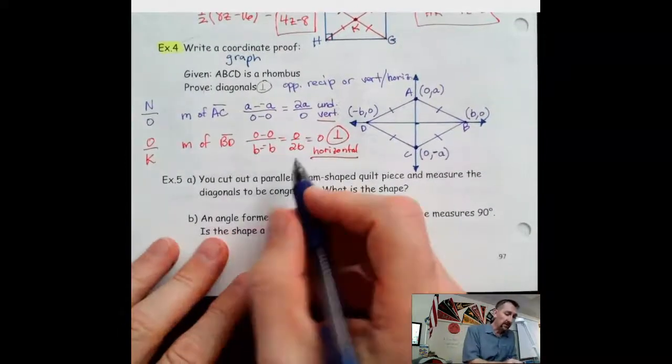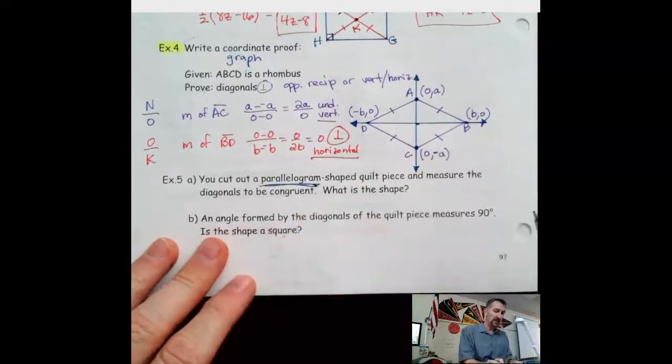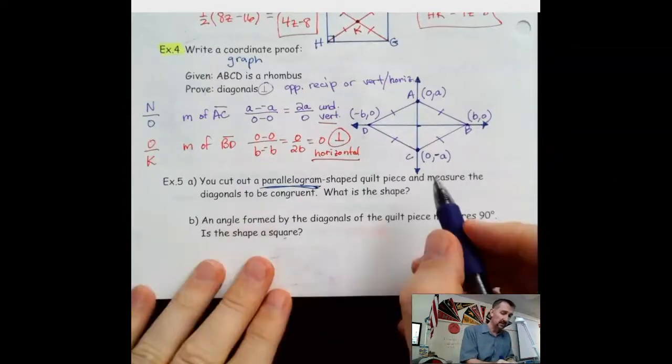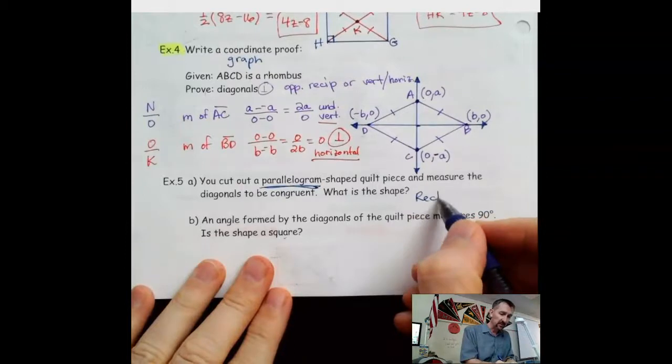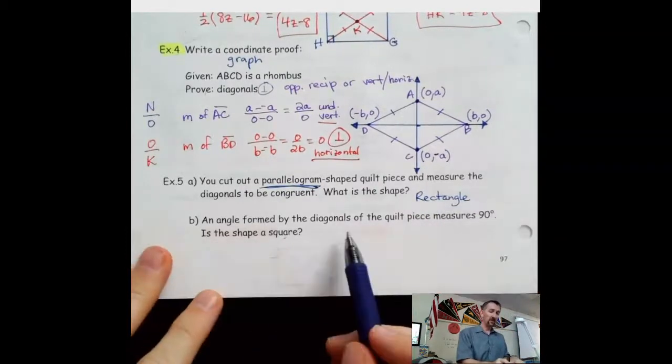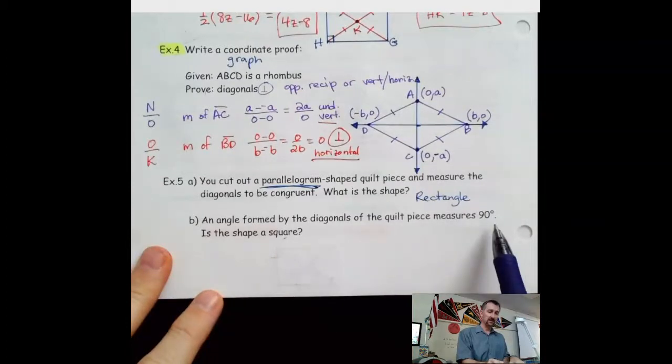You cut out a parallelogram, so you know it's a parallelogram already, and you measure the diagonals to be congruent. So you have the parallelogram, opposite sides are congruent, and then you measure the diagonals, and the diagonals are congruent. So what shape does that have to be? That has to be a rectangle. Okay? An angle formed by one of the diagonals is 90 degrees. What?